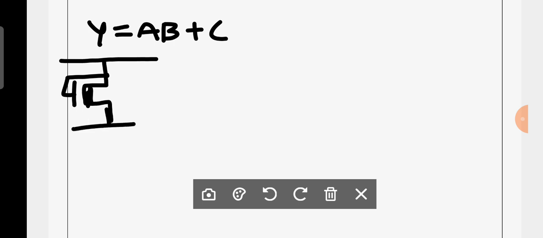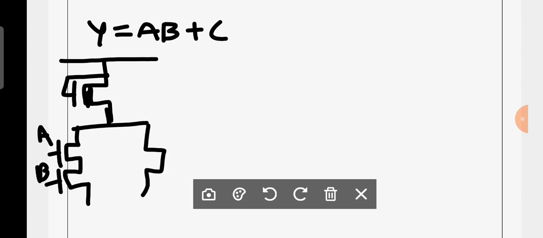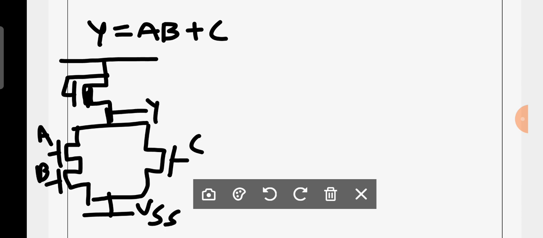See here AB is there. Therefore, first these two should be in series. This is A and this is B. Okay, and this should be in parallel. This is what? C, and here you require a VSS and the output is collected here. In the same manner I'm going to draw the stick diagram.